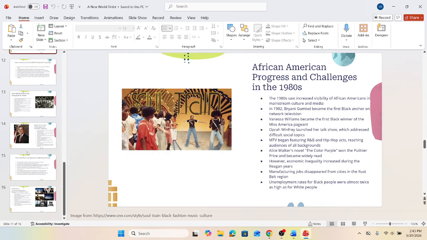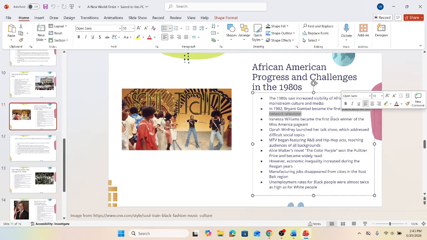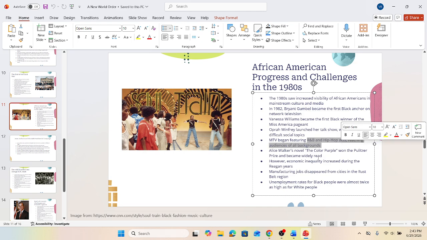So we're going to take a few minutes to talk about other changes in the 1980s. The 1980s saw increased visibility of African Americans in mainstream culture and TV. We see the first black anchor on a television network, the first black winner of the Miss America pageant, the beginning of Oprah Winfrey's talk show addressing difficult social topics, MTV featuring R&B and hip hop acts reaching audiences of all backgrounds, and The Color Purple novel winning the Pulitzer Prize and becoming widely read.